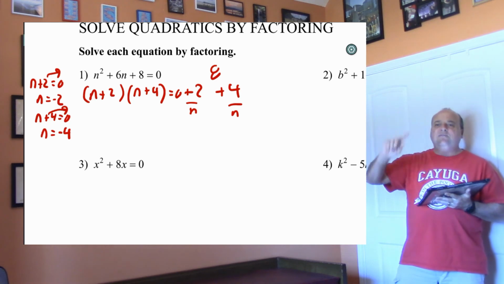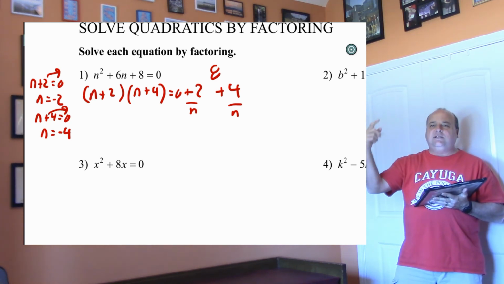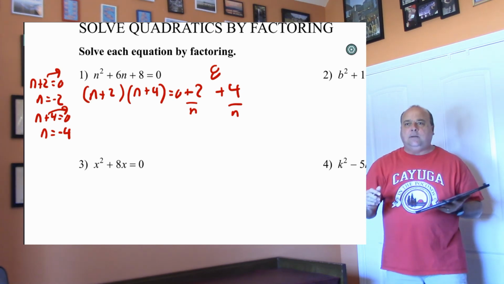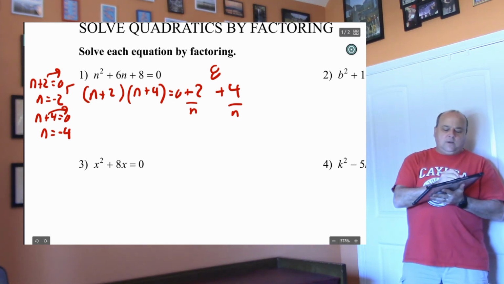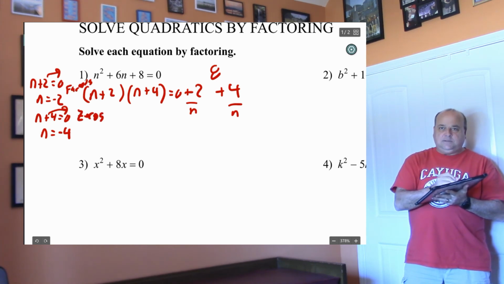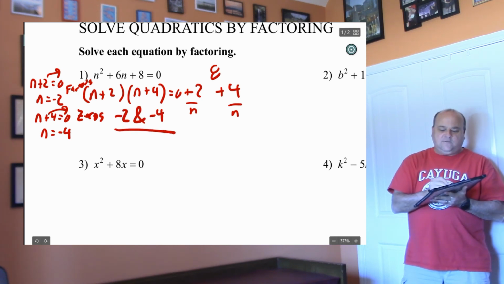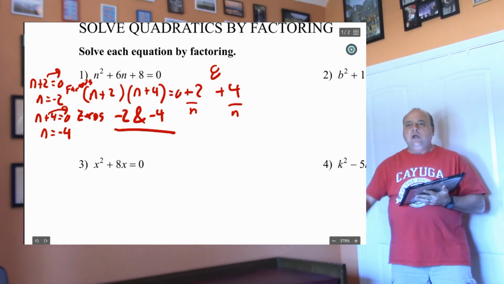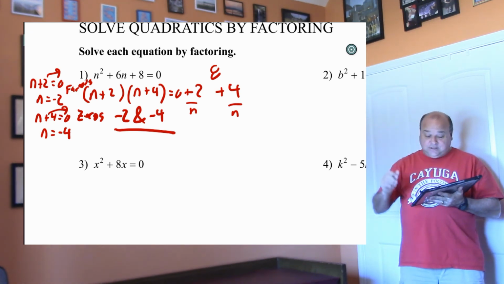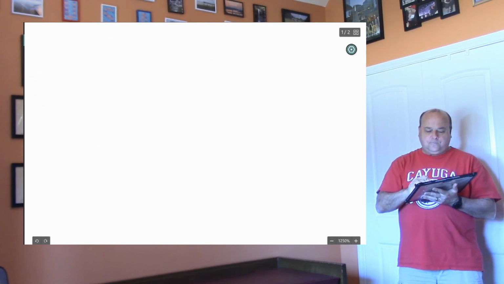So the zeros and factors are always going to have opposite signs. What we wrote down here was the factors. The zeros are going to be, the opposite of positive 2 is a negative 2. The opposite of a positive 4 is a negative 4. Those are my zeros. So all you got to do is factor it, switch the signs, you got your zeros.